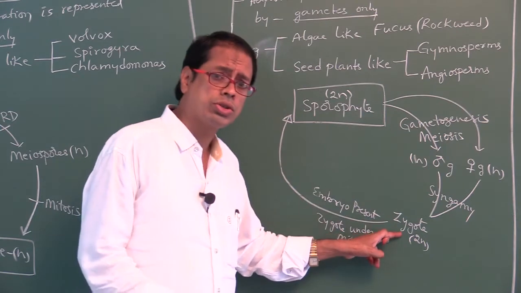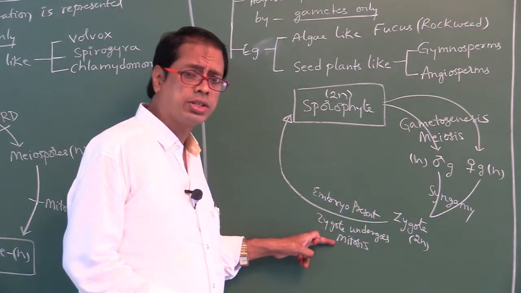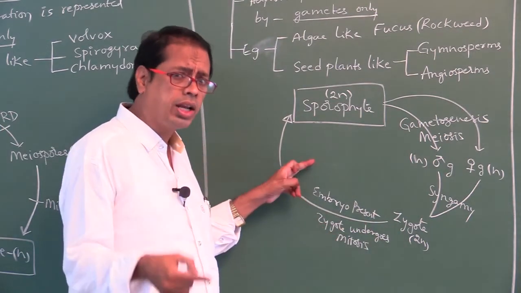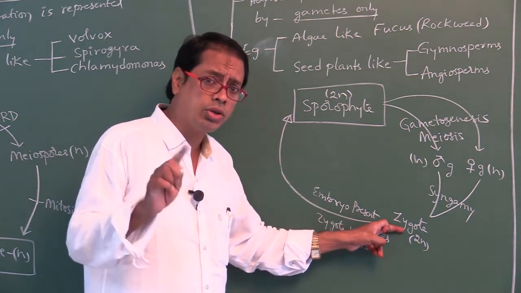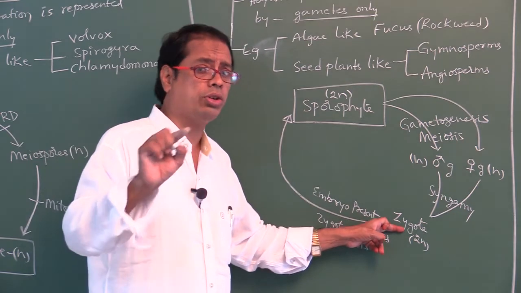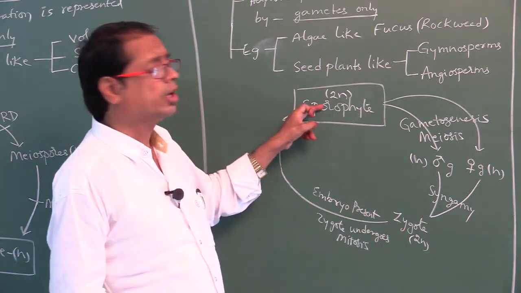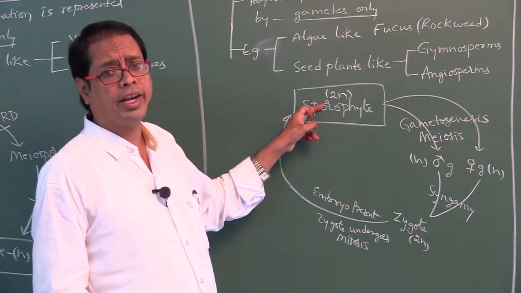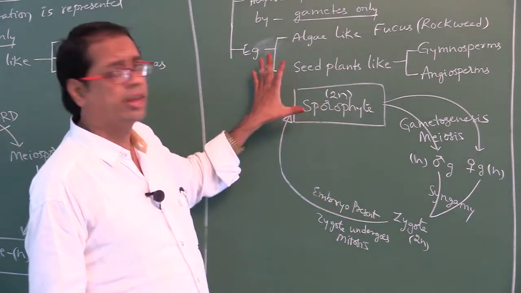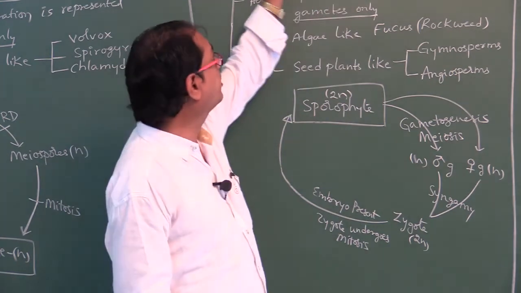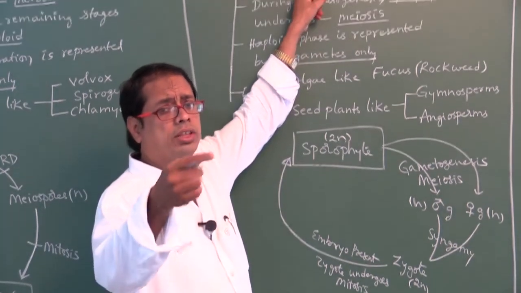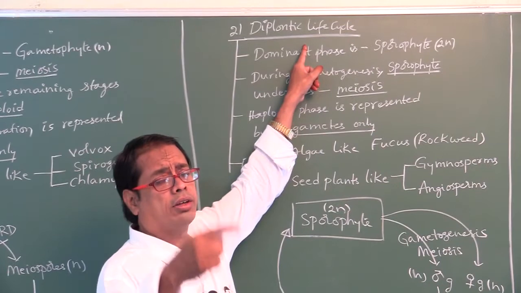Zygote undergoes mitotic divisions. Do you find embryo in diplontic life cycle? Yes. So zygote ploidy is 2n, embryo ploidy is 2n. So that is finally developed into sporophyte. So this is the diplontic life cycle. The dominant phase is sporophyte. We have to start with sporophyte, diploid.